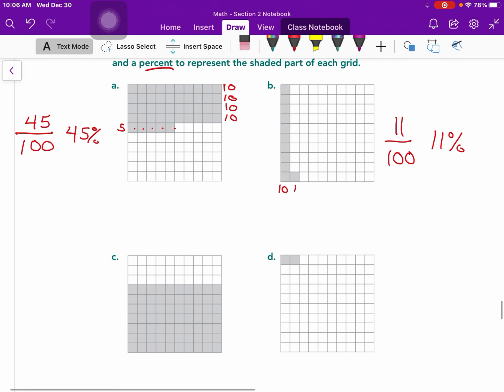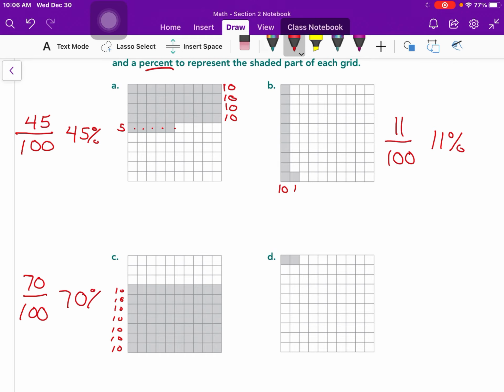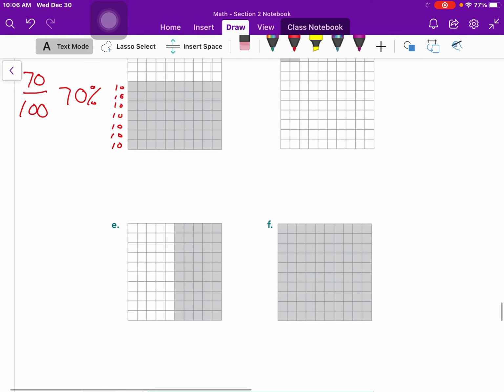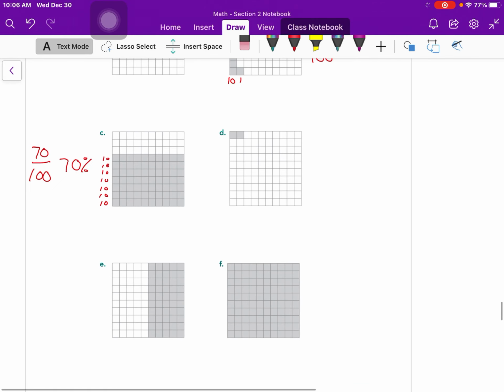And one more together here. In this one, we've got 10, 20, 30, 40, 50, 60, 70. So we have 70 out of 100. That's our fraction, or 70%. Go ahead and try D, E, and F on your own.